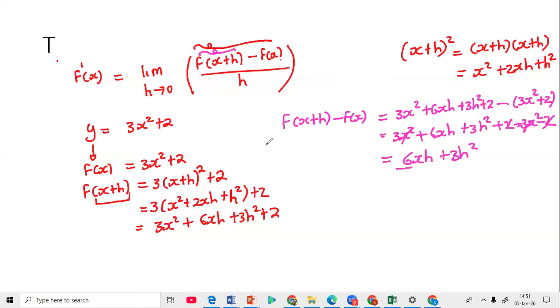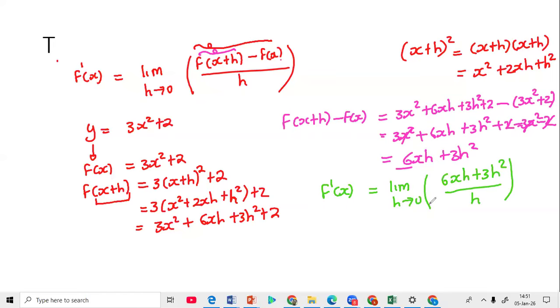Now after simplifying, please feel free to go back to your formula and do your work after making it into a simpler form. So I'll have f prime of x equal to the limit as h tends to 0. Then up there I now have 6xh plus 3h squared, everything over h.